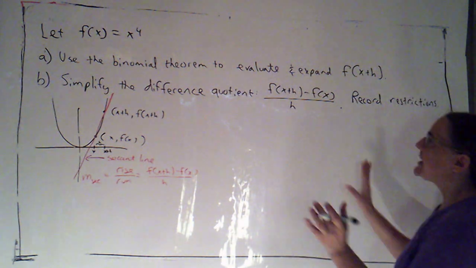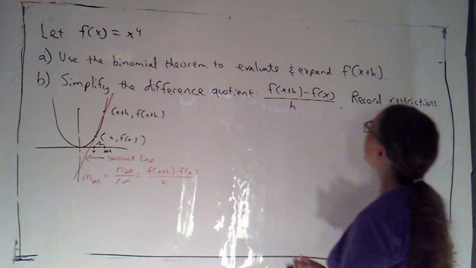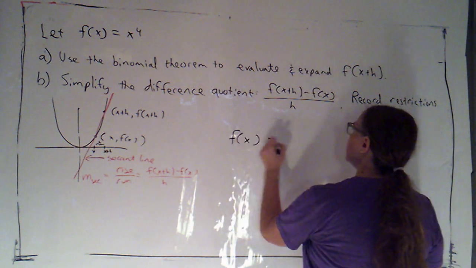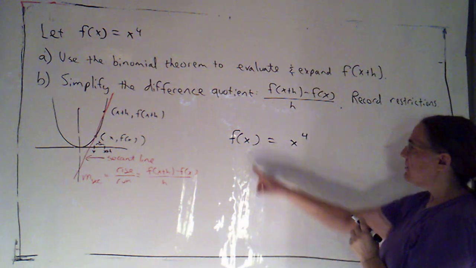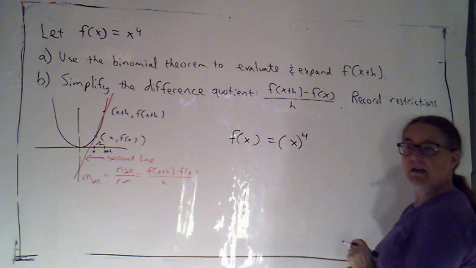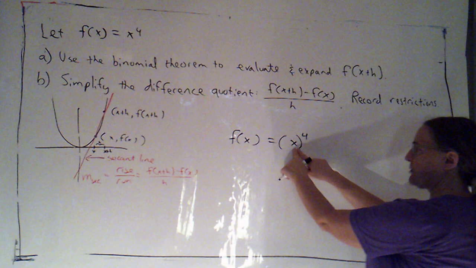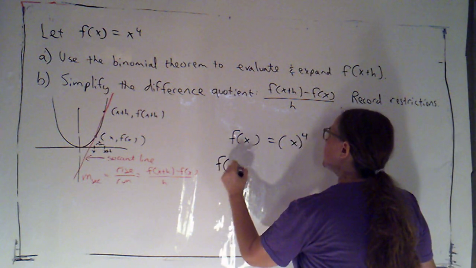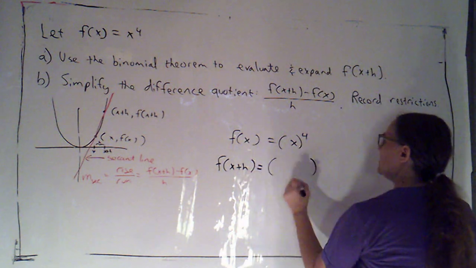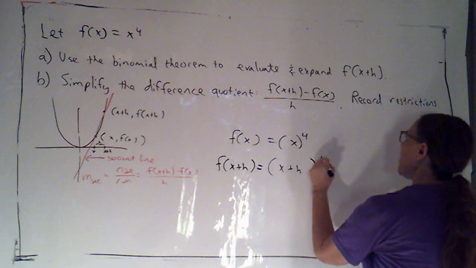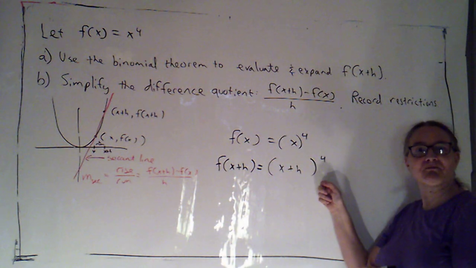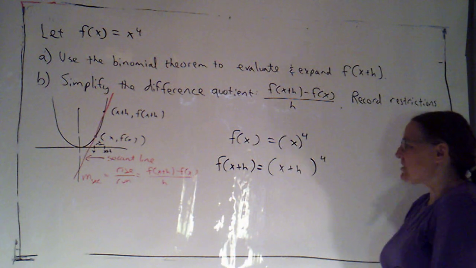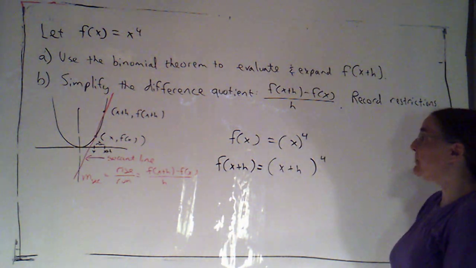Okay, so let's work this through. Part A says to use the binomial theorem to evaluate f of x plus h. Well, if f of x was x to the fourth, remember x is just a placeholder for my input. So whatever my input is goes inside these parentheses and gets raised to the fourth power. So f of x plus h would simply be x plus h raised to the fourth power. So that is a binomial raised to the fourth power, and I can evaluate that using the binomial theorem.